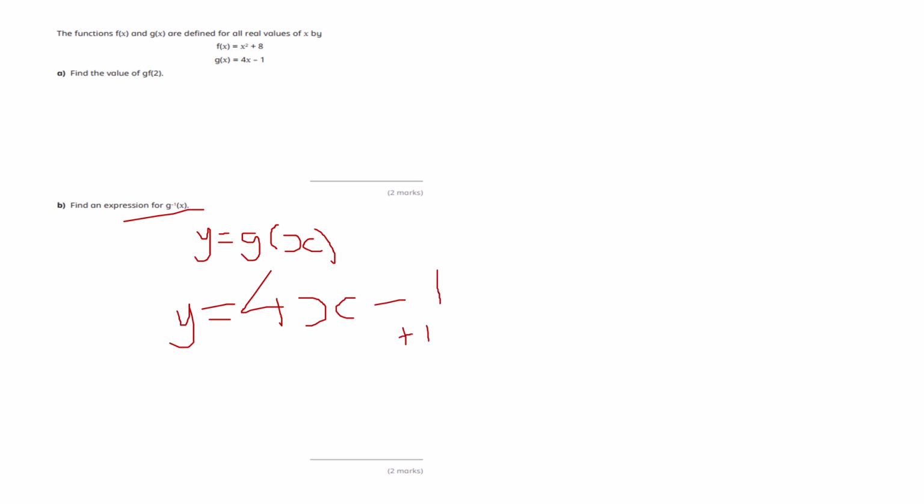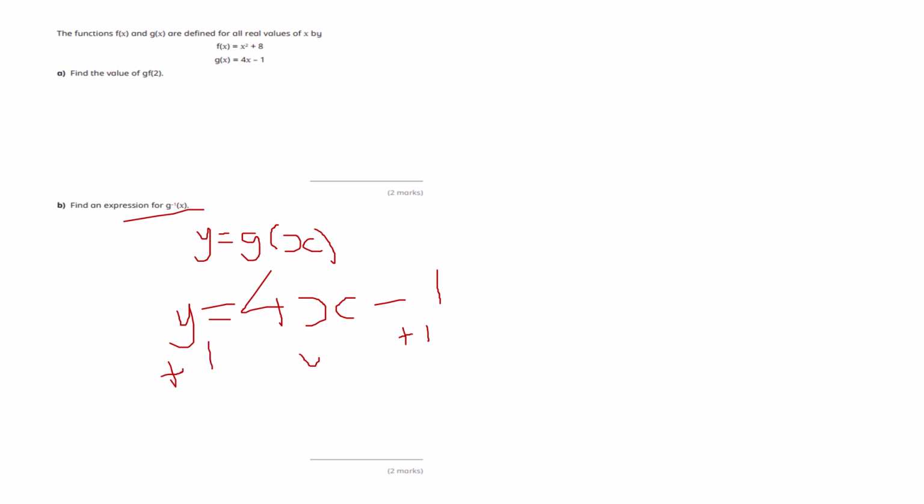Okay, so carrying on with part B, that's to find an expression for g inverse of x. So I'm going to let y equal g of x, so y equals 4x minus 1. That's our first step. Now what's next? Well, we're going to rearrange to make x the subject of the equation y equals 4x minus 1. So the next step is I'm going to add 1 to both sides, and then I'm going to divide by 4.